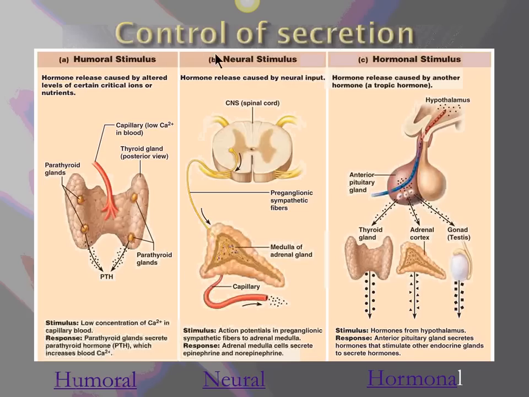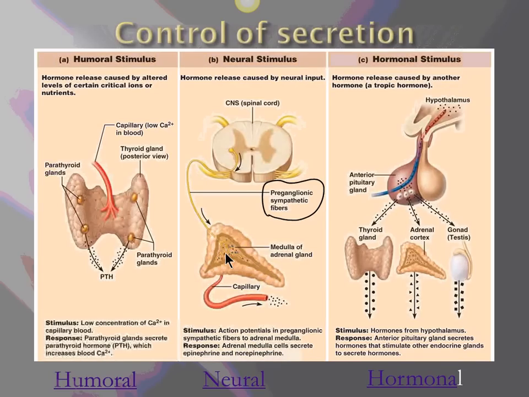Let's look at something which is called neural stimulus. That means there has to be a nervous system stimulus and a hormone is produced. So imagine in times of stress, what happens is that your sympathetic system gets activated, and this is part of the sympathetic system here. So here preganglionic sympathetic fibers from the sympathetic system. So during times of stress, the sympathetic system gets stimulated, nerve impulses go, and they go and stimulate the medulla of the adrenal gland or suprarenal gland.